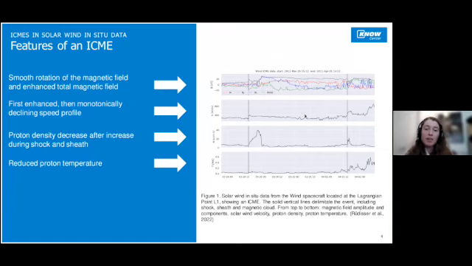For this example here, we have a first enhanced and then a monotonically declining speed profile. We have a proton density decrease after the increase during the shock and the sheath here, and we have reduced proton temperature. I'm saying "for this example" because a big problem is that not all events exhibit all these signatures. There are signatures that are only present in some ICMEs. There are signatures that are present in most ICMEs, but there's not one single feature that takes place in all of them.